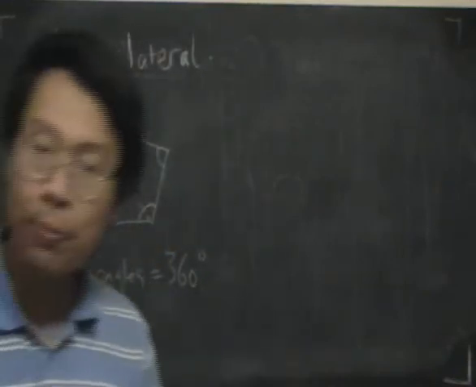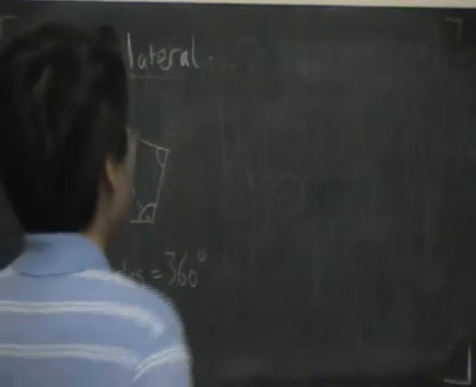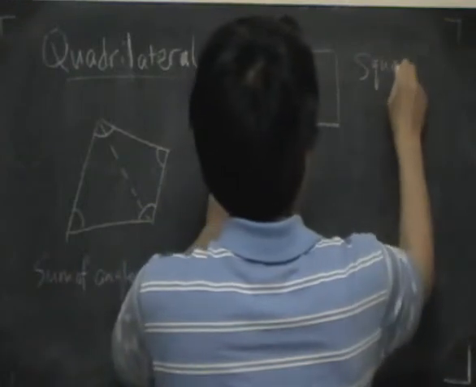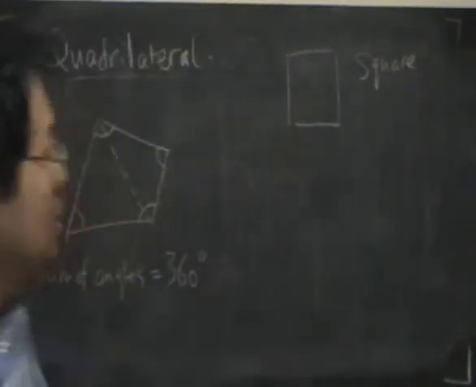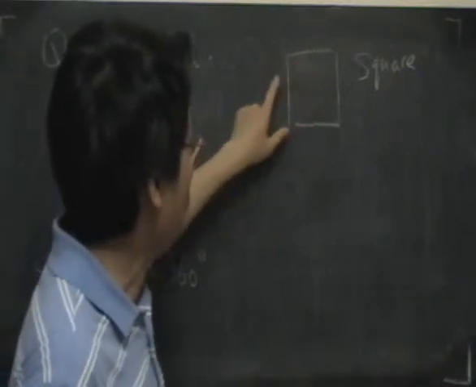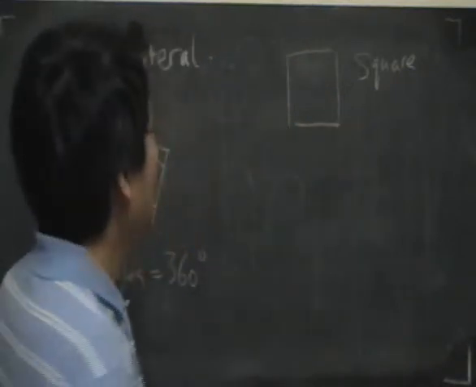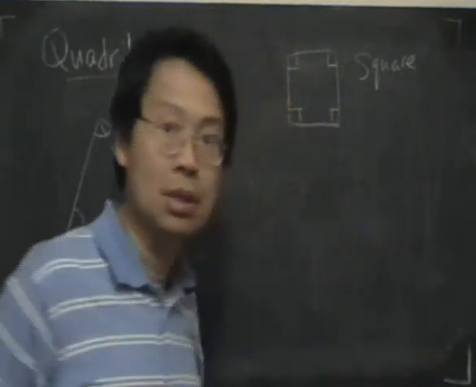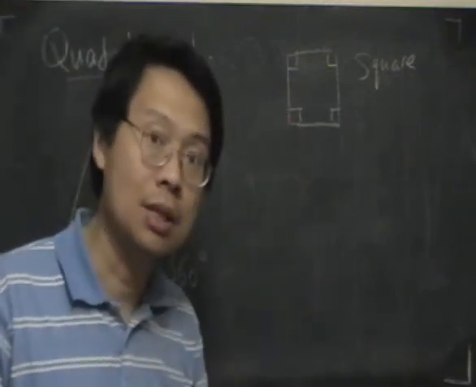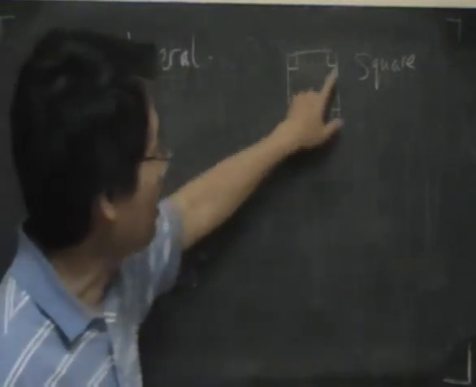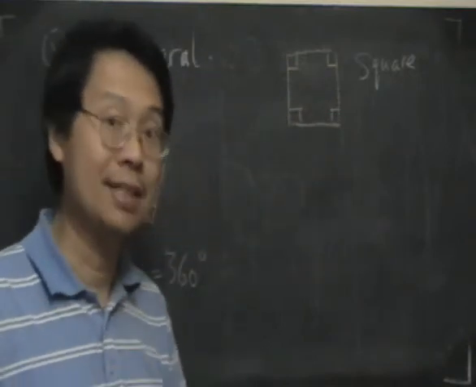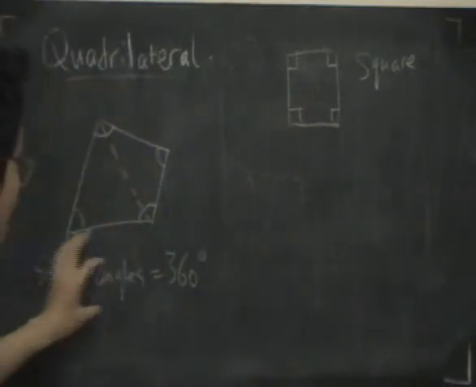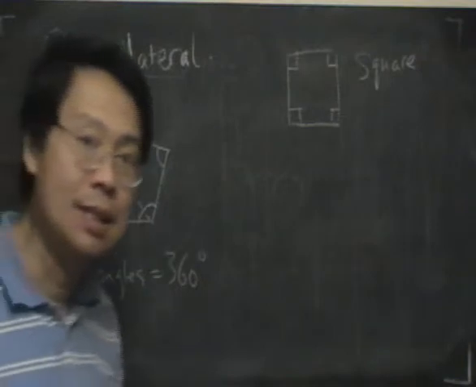Now let's start with some familiar examples, like a square. We know that a square has all four sides equal, and it has all four angles equal, and each angle is equal to 90 degrees. So 4 times 90 degrees is 360 degrees. So in this case, we already know that the sum of angles of a square is 360.